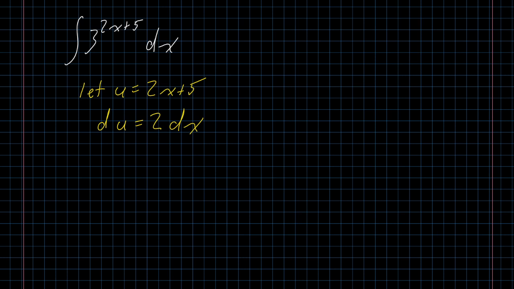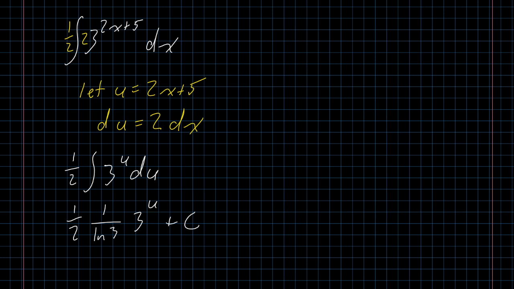All right, so we need an extra factor of 2. We can introduce that by also putting in a 1/2. And this integral becomes 1/2 integral of 3 to the u du. The 1/2 stays. The integral of 3 to the u is going to be 1 over the natural log of 3. And then we multiply by 3 to the u and add our arbitrary constant.